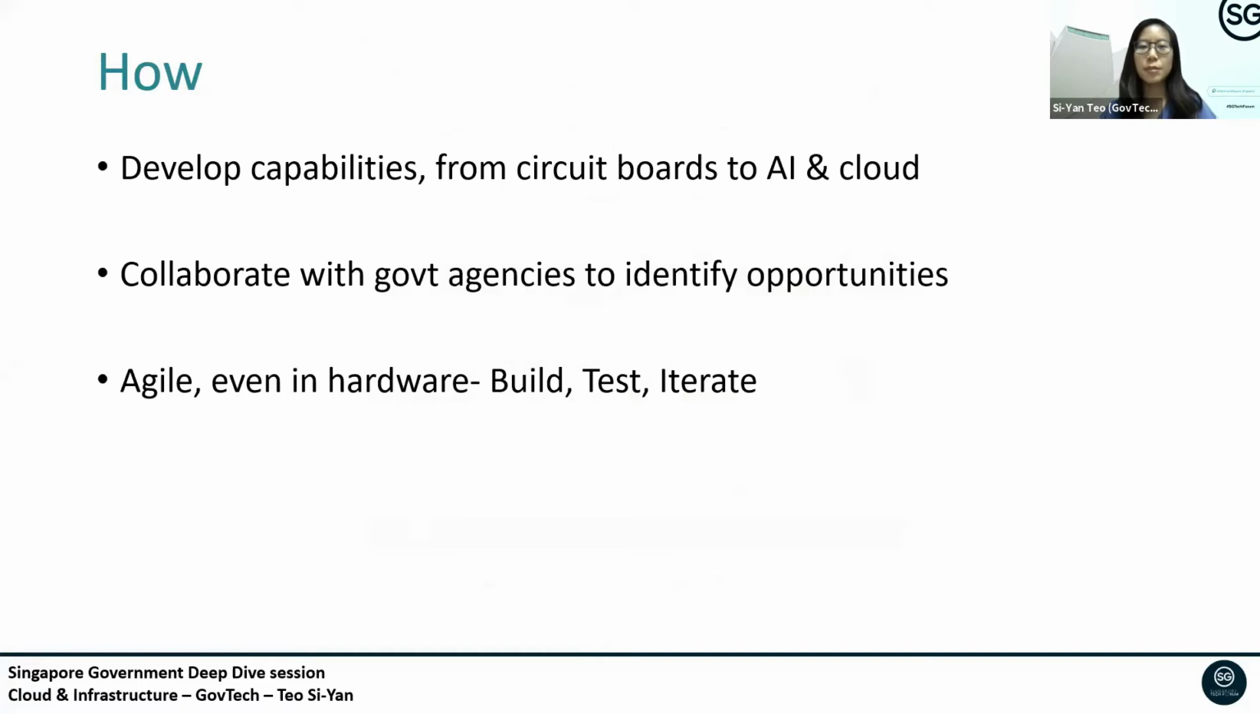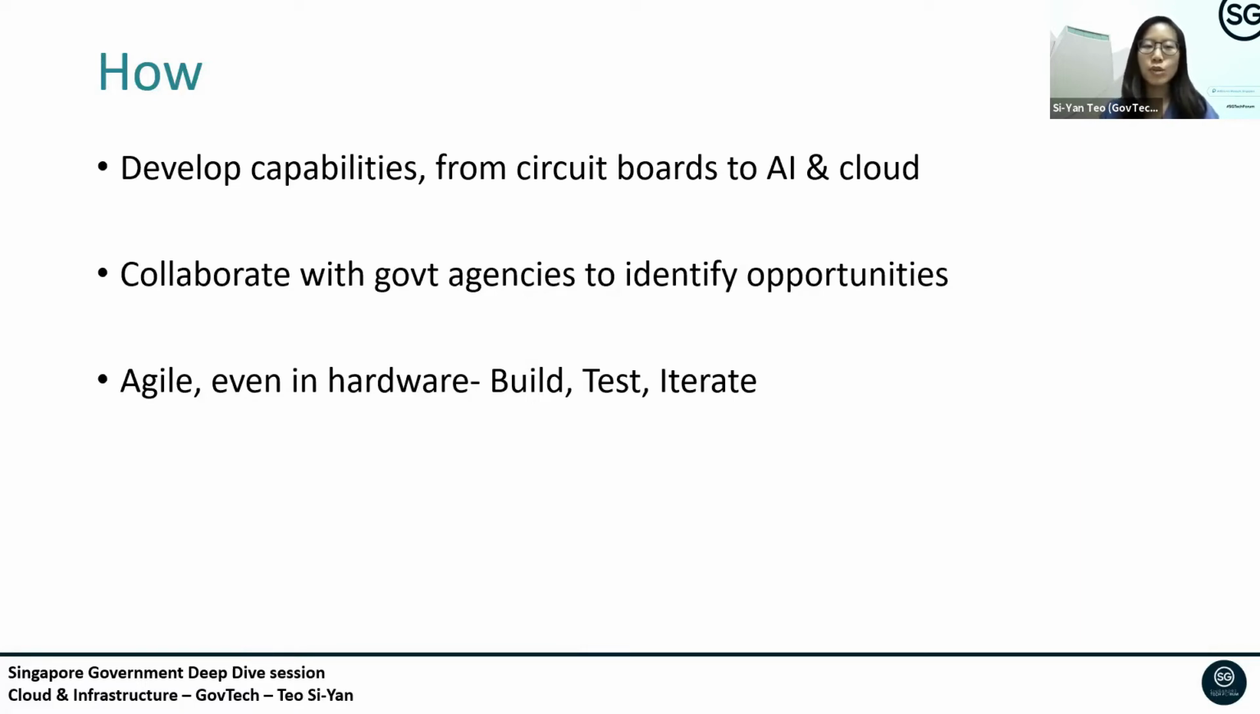Specifically, how we do this is through these three main points. Firstly, we try to develop a broad range of capabilities within the team. This includes electronics, such as designing circuit boards, to embedded software development, to AI computer vision, because cameras are kind of considered a sensor, as well as cloud and software development.